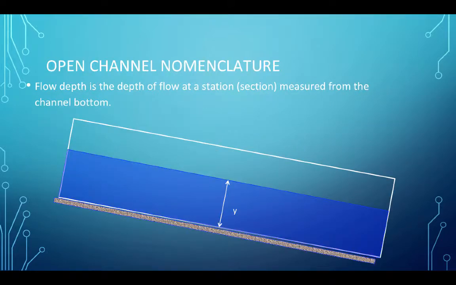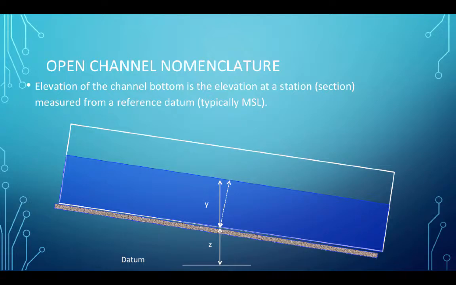Let's go through some definitional sketches here. Our flow depth is the depth of flow at a station or a section measured from the channel bottom. The elevation of the channel bottom is the distance from a reference datum. You'll see in this diagram that the angle is exaggerated, while in essence we're really measuring in the vertical, as shown here with the solid lines. We treat the slopes for the purposes of depth measurements as small enough that we don't get too concerned with that angular deflection shown here.